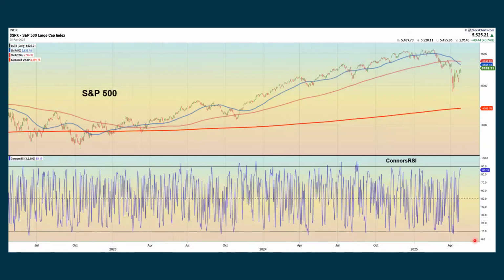Then I use the Connors RSI, very similar to a regular RSI and other momentum oscillators, where we look for extreme positive or negative readings.